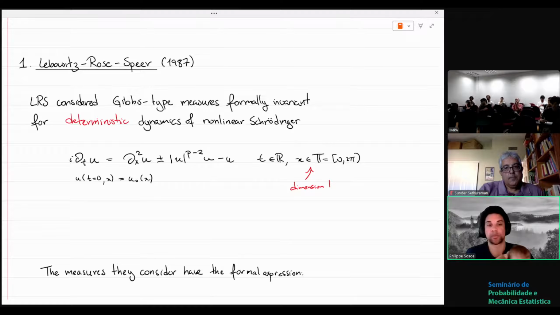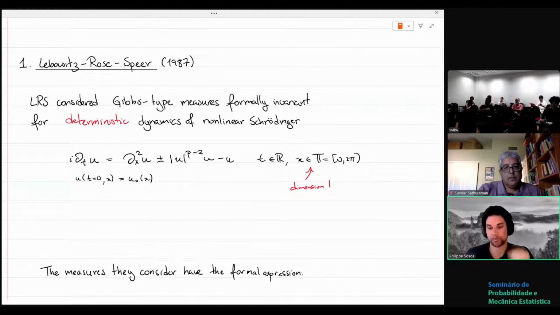But why were they considering them? They were interested in measures that are formally invariant for some deterministic dynamics. The deterministic dynamics that they were studying was the nonlinear Schrodinger equation. This is not a PDE talk, so it's not so important exactly what the Schrodinger equation is, except in its relation to the measures that we'll be studying. But this is the nonlinear Schrodinger equation on the torus.